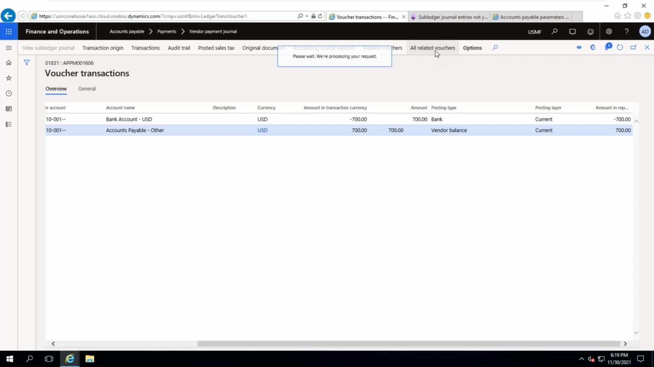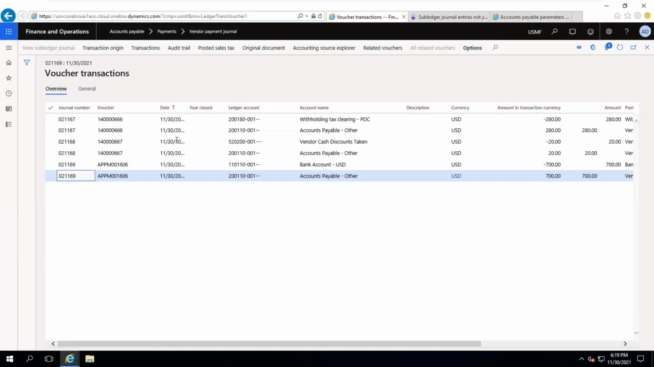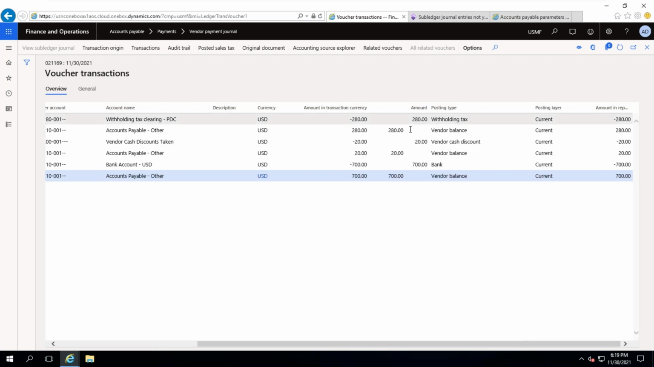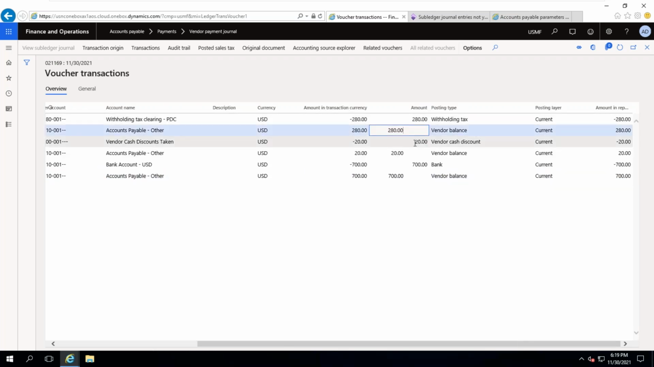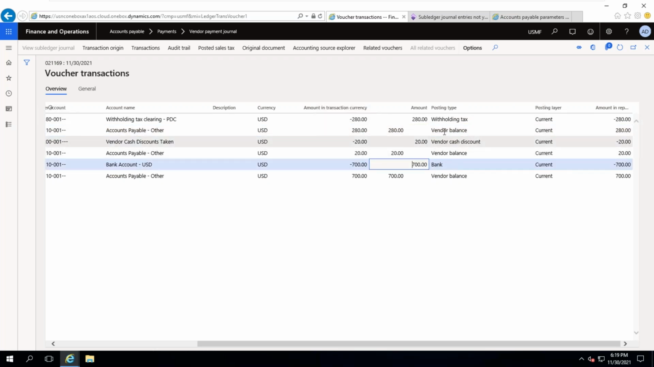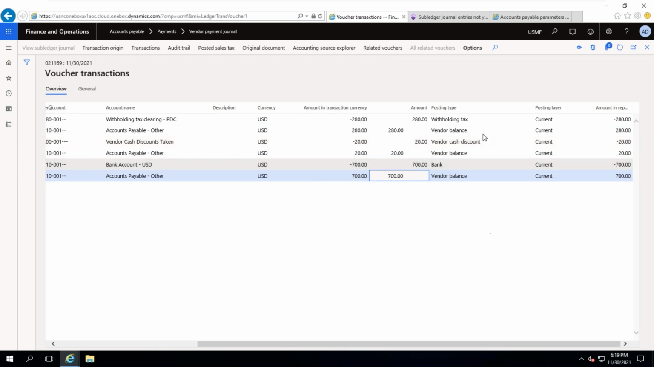All related vouchers. It will show you two more transactions. One is 280 for withholding tax and $20 is a discount and 700 is the original amount. So for the vendor, it is 280 tax amount, 20 discount amount. This one, it will be nullified. So there are internally 3 transactions posted.